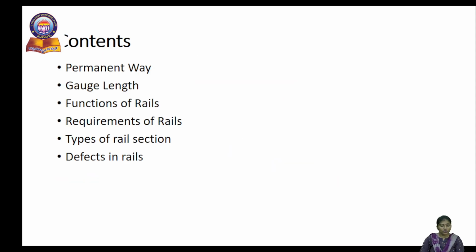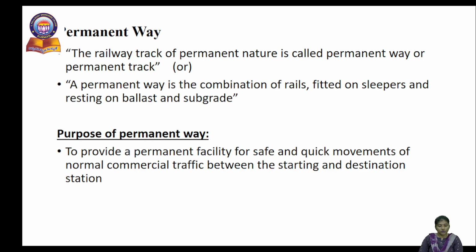So today's presentation covers the following contents: permanent way, gauge length, functions and requirements of rails, types of rail sections, and various defects in rails. First, let us see what is meant by a permanent way.